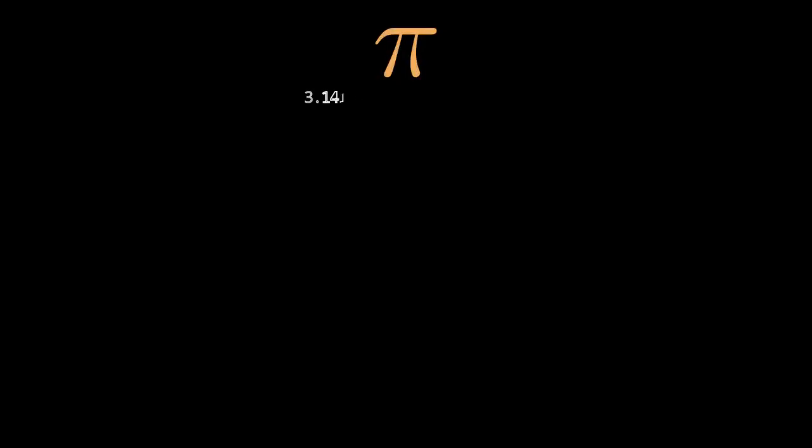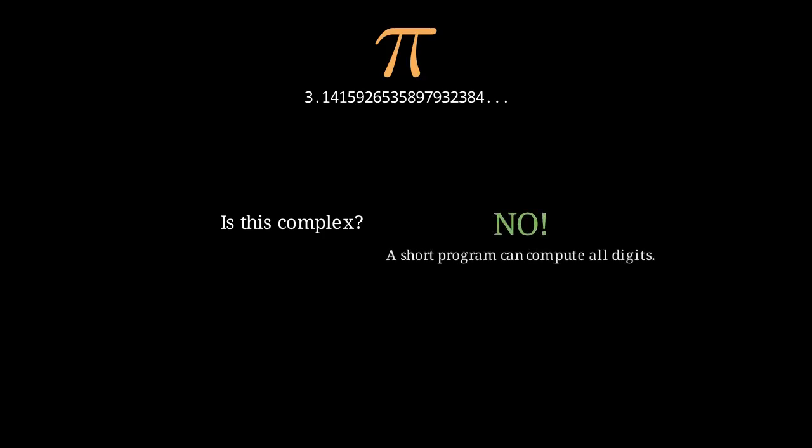Is this string of pi digits complex? Paradoxically, no, because a short program computes them all. The Kolmogorov complexity is low. Predictability comes from simple recipes.